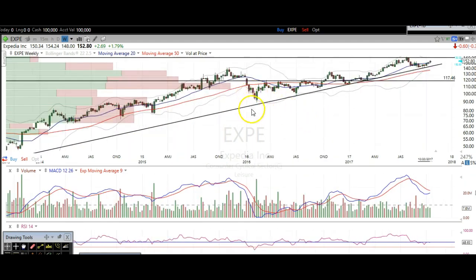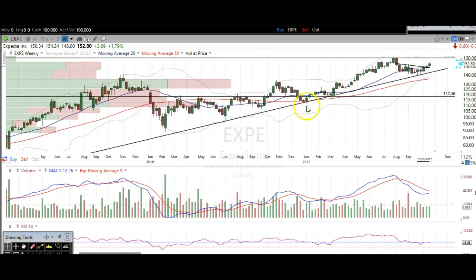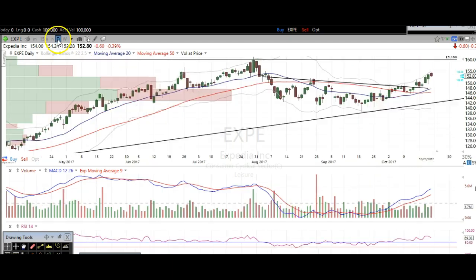Zooming in, here's a perfect bounce, almost a bounce there, perfect bounce here, and then look where we bounced off of it just recently, off of that trend line right there. So just a really beautiful trend line to keep you should draw this on your own chart because it is an important level here for Expedia.